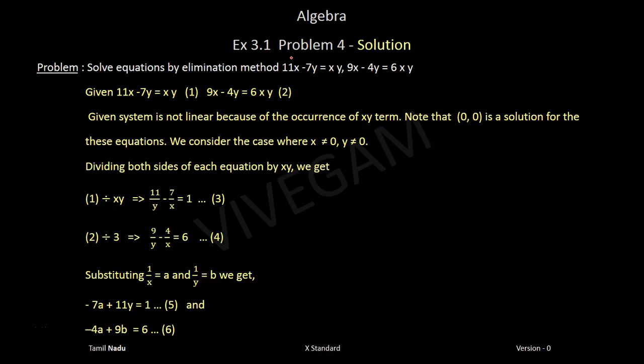Exercise 3.1 problem 4 solution. Solve the equations by elimination method. 11x minus 7y equal to xy, 9x minus 4y equal to 6xy.